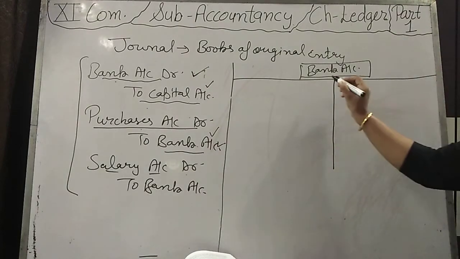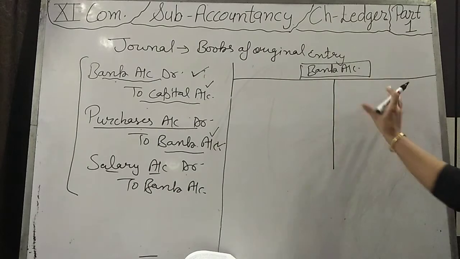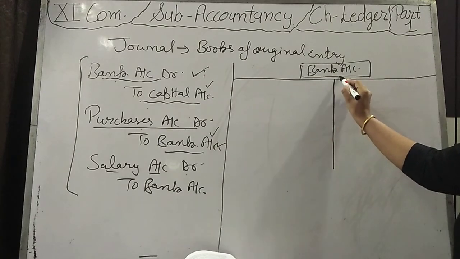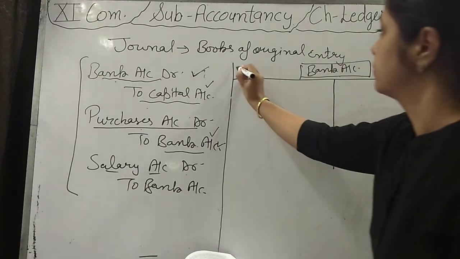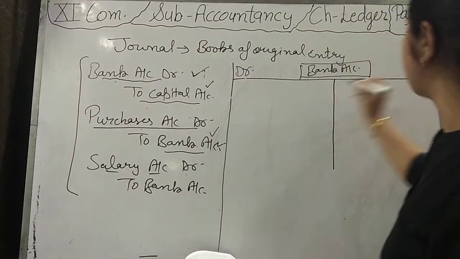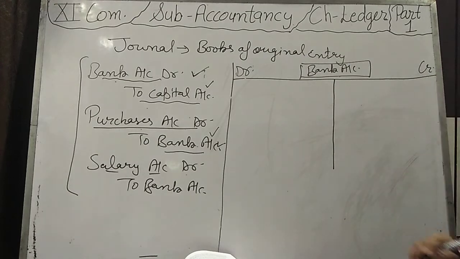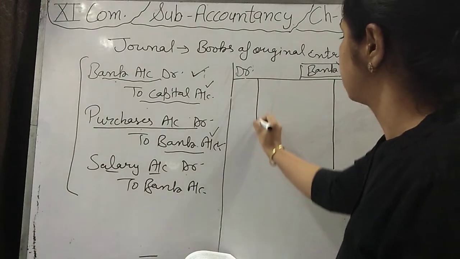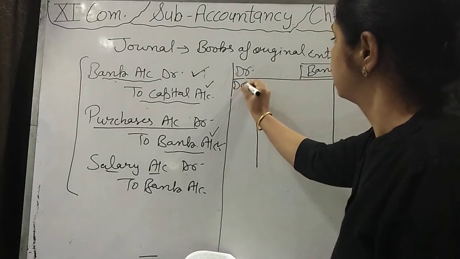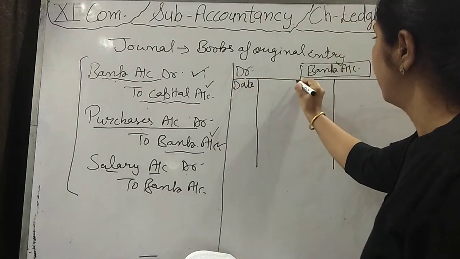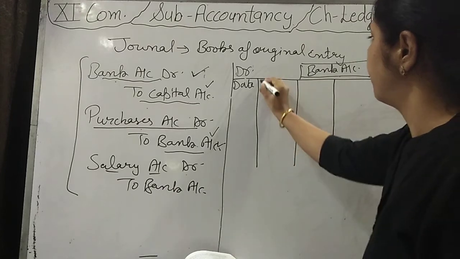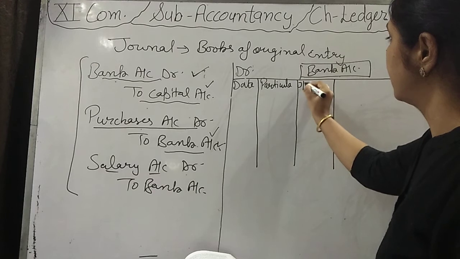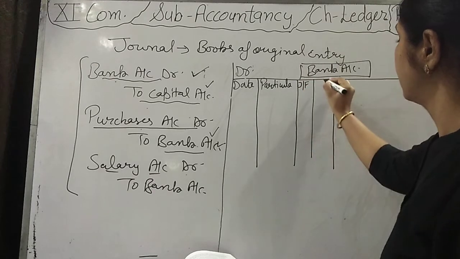Okay. So what is the proforma of ledger of any account? In center we will write the name of the account. This is the debit side, and the right side is the credit side. Total 8 columns are there. Date, 4 on the debit side and 4 on the credit side. Particulars, journal folio and amount.